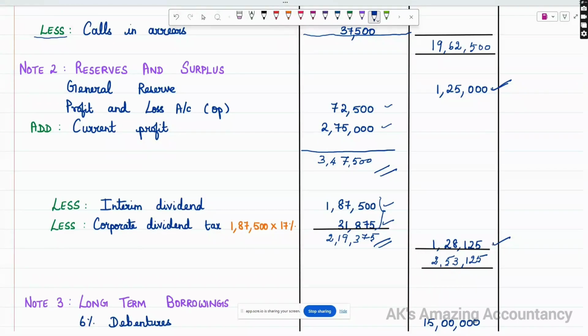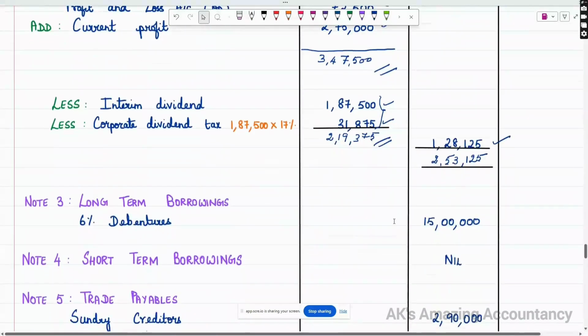So Note 3 we are having now is for long-term borrowings, and usually under Note 3 we'll be having long-term borrowings, that is debentures. We have debentures in the problem. You can have a look at the problem. As per the problem, you are given debentures as 15 lakhs, and that we are entering straight away. That's the only item which will come under Note 3. Now let us proceed with Note 4, short-term borrowings.